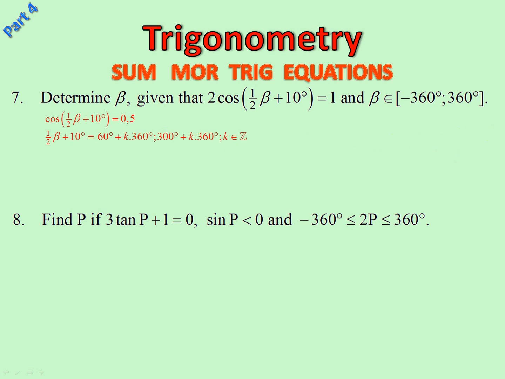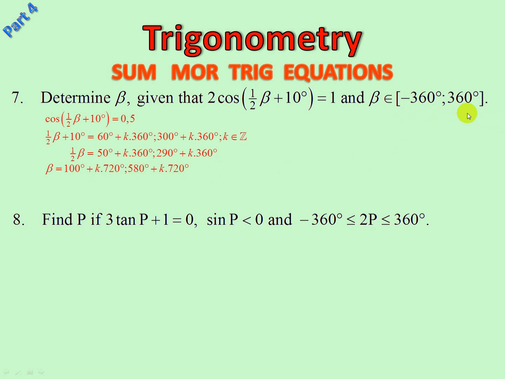Now we're going to subtract the 10. Subtract 10, subtract 10. Do not subtract 10 off that because this is not 10k. They're not like terms. Now to get rid of the half, I multiply through by 2. There we are. 100 plus k720, notice, and 580 plus k720.